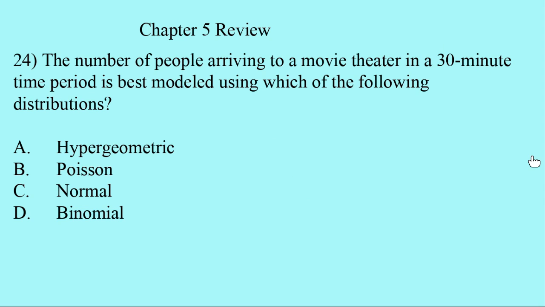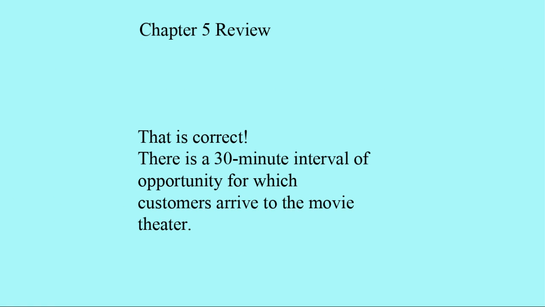Okay. It's an interval of time. Right. Okay. So I want you, and I've told other people, or I've told the class, look at the clues within the question. You've got it here, 30-minute time period. You use Poisson. That's correct. There's a 30-minute interval of opportunity for which customers arrive to the movie theater. There you go. Very good.